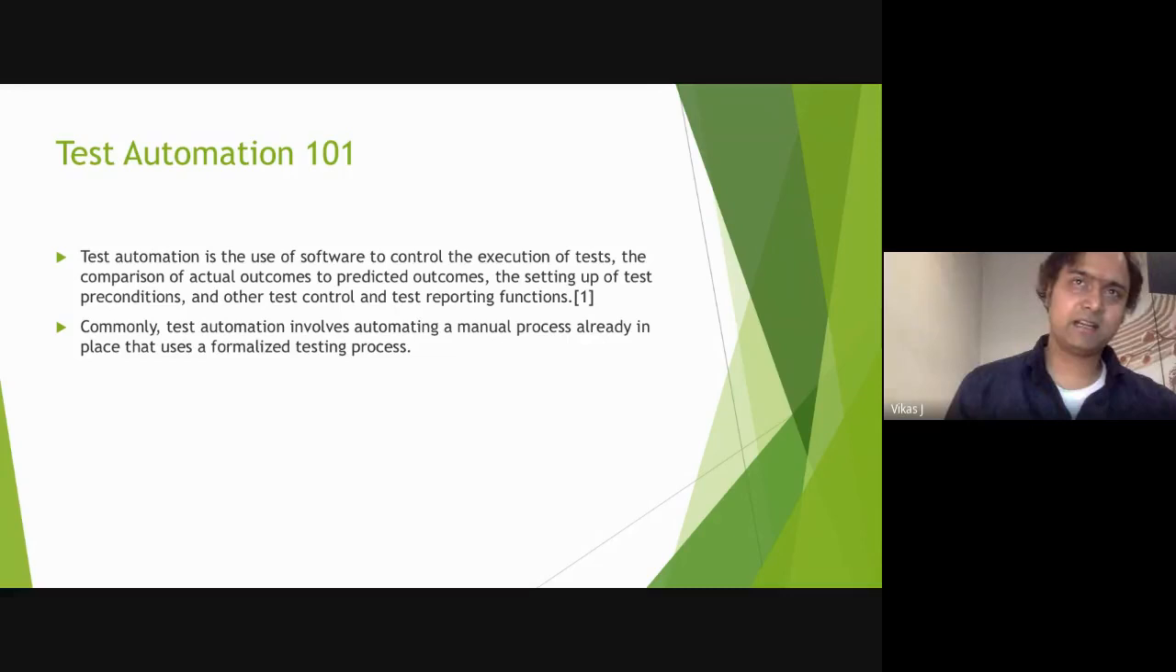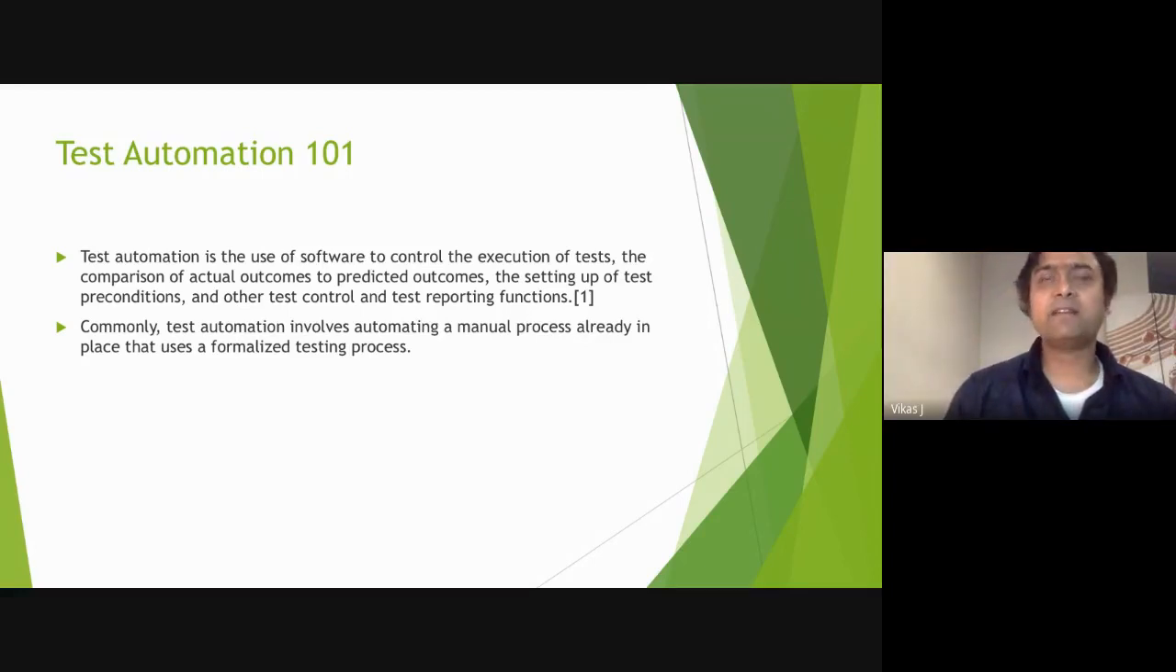And there's a second rider to that. Commonly, test automation involves automating a manual process that is already in place that uses a formalized testing process. So every word in these statements is very calculated, and if we try to deviate from any of those words, we'll be in big trouble. Okay, so why we are sticking to the basics, we'll eventually find out.